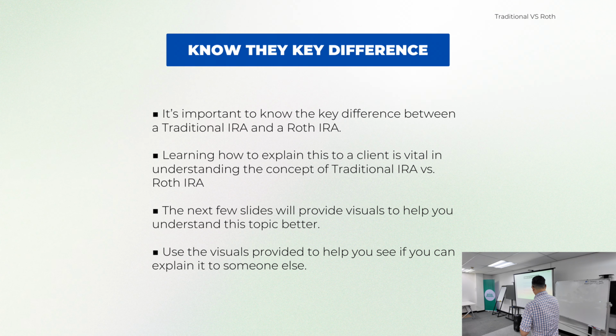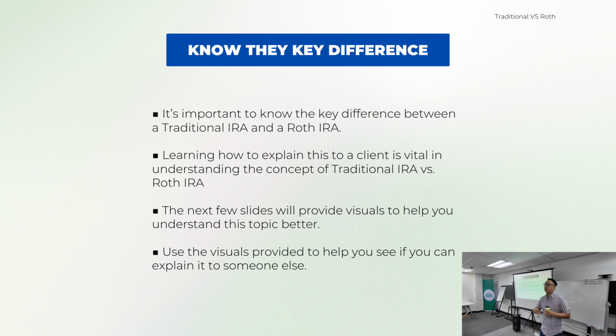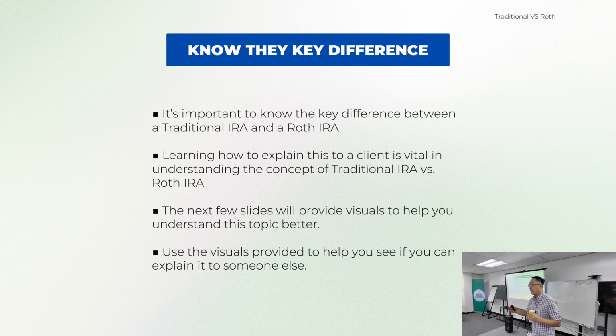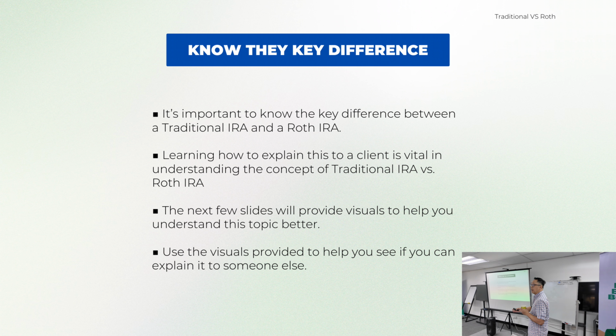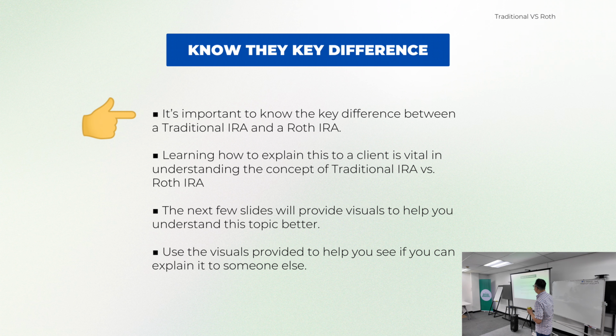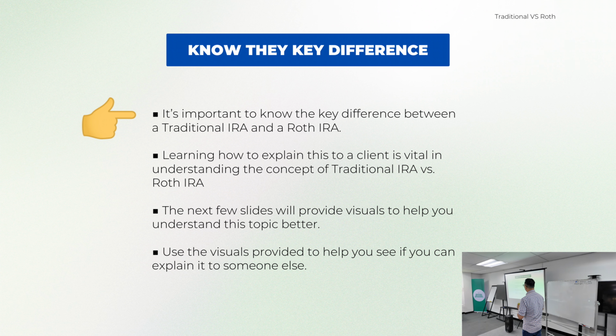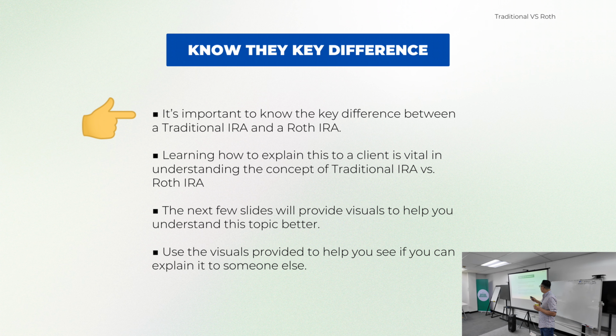Okay? So let's go through what a retirement account is, because we want to be able to recommend to Taylor that, hey, this is your option if you want to save additional taxes. Okay, so it's important to know the key difference between a traditional IRA and a Roth IRA. What we'll do, we'll go through the details of each one, and then I want to make sure that we learn how to explain the difference to clients.